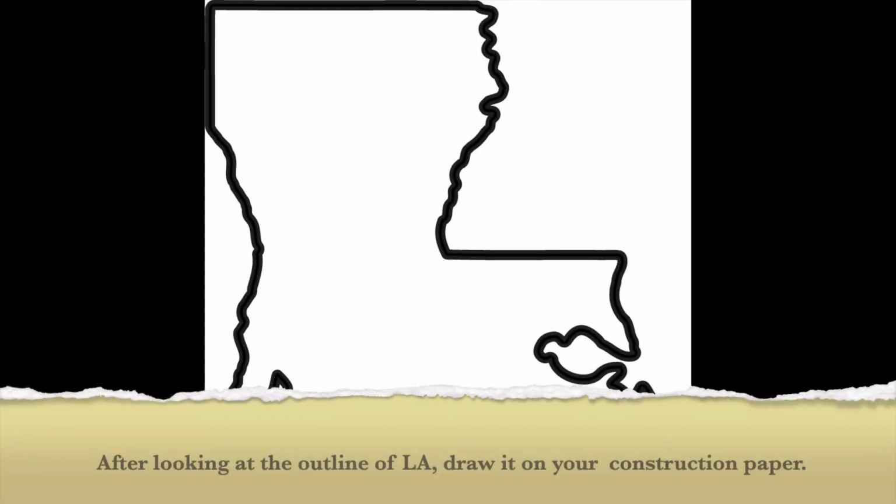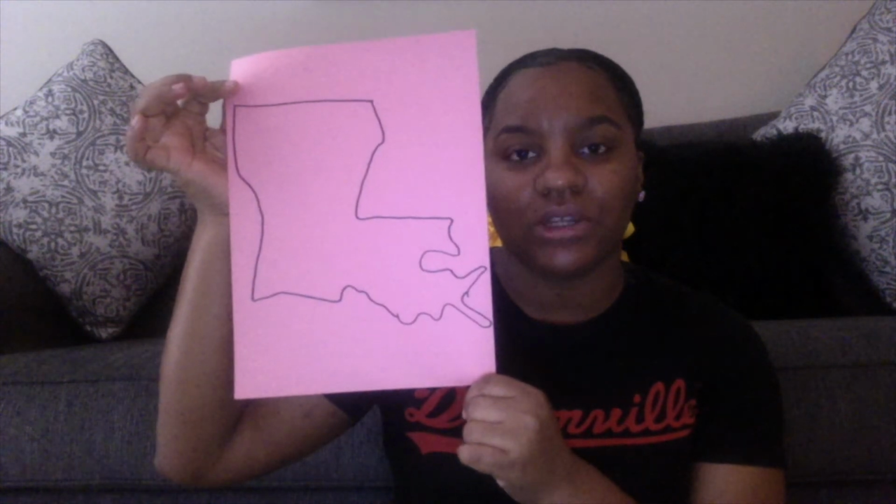Before we can highlight some of the different geographical features, we first need to draw an outline of Louisiana. I am going to insert a picture of Louisiana, take a couple of seconds to review it, and then on your sheet of construction paper, you are going to draw a picture of Louisiana. After you've drawn or traced your picture of Louisiana, it should look something like this on your sheet of paper.